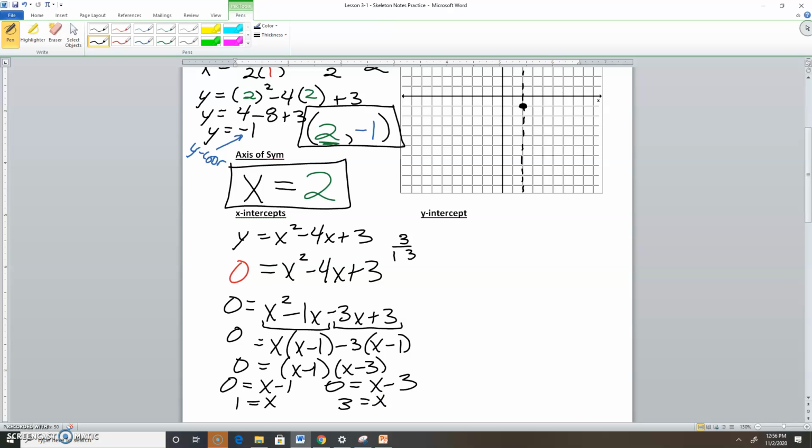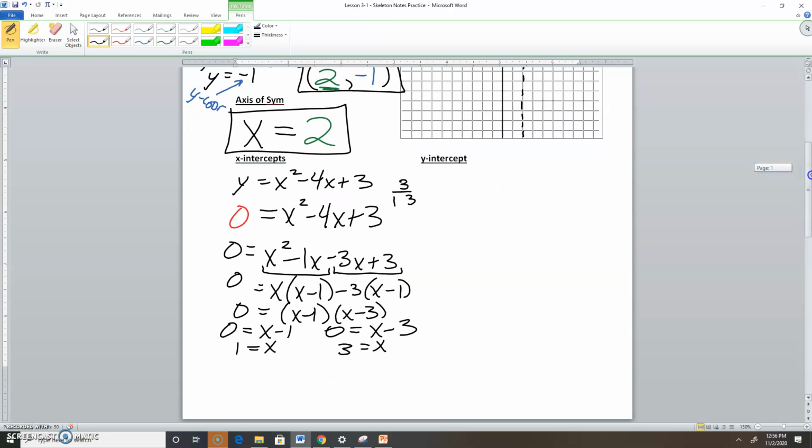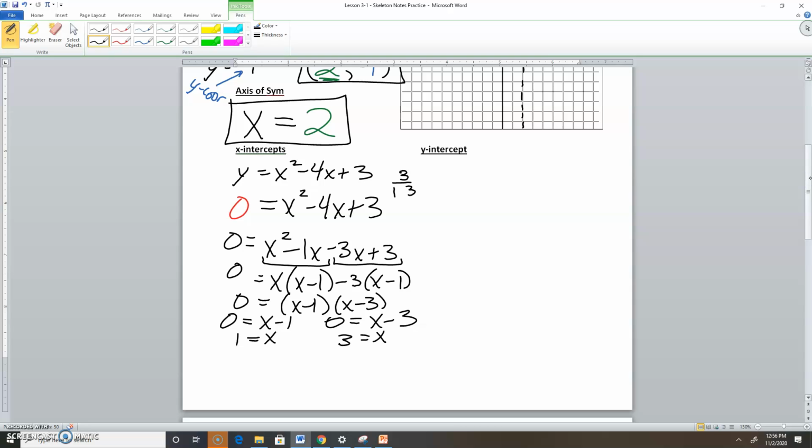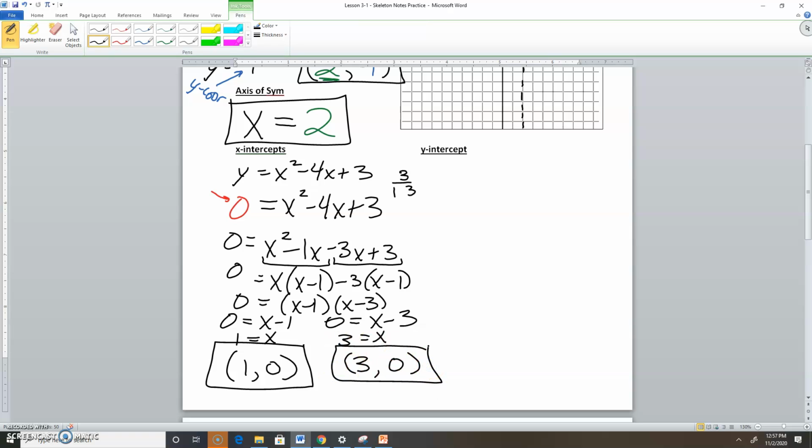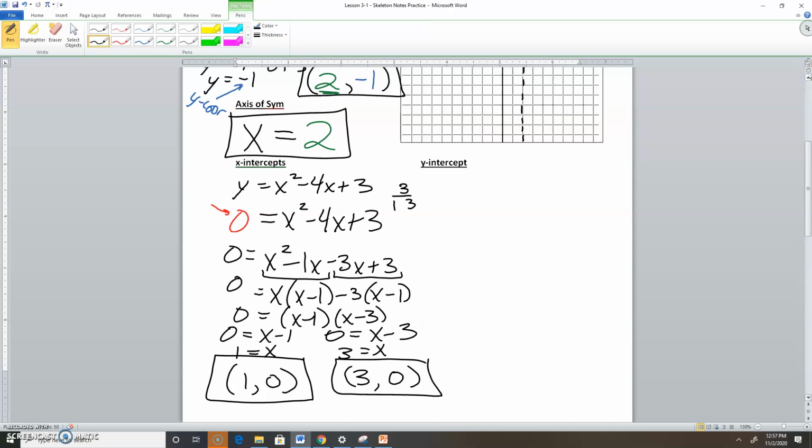Now, we're not done yet, and this is something that a lot of you guys miss points on. When they ask for the x-intercepts, they are points. So x equals 3 and 3 equals x are not points. My y value is 0 in this case, and my x value is 1 or it's 3. So the point 1, 0, that's an x-intercept, and the point 3, 0, that's an x-intercept. We have to write our x-intercepts as points. Okay, that's not correct if they're not written as points.